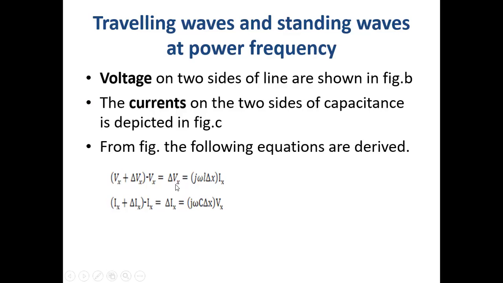And we know the formula for V: V is equal to I into Z. So this is Ix into Z, where Z is j omega L. For a small distance delta x, we multiply I into Z with delta x. And then Ix plus delta Ix minus Ix; again the Ix and Ix get cancelled, and delta Ix is equal to j omega C into delta x into Vx.